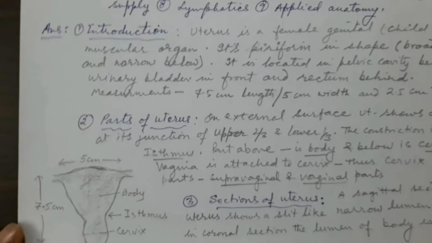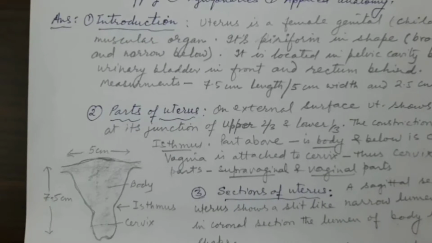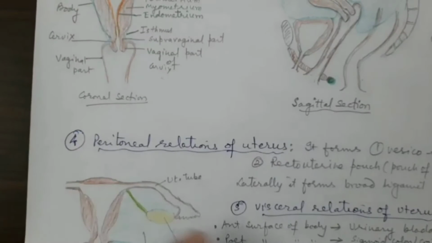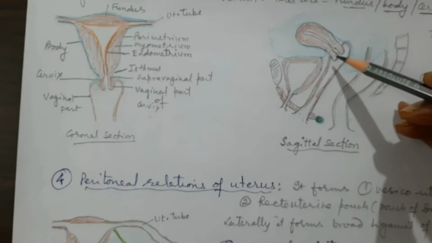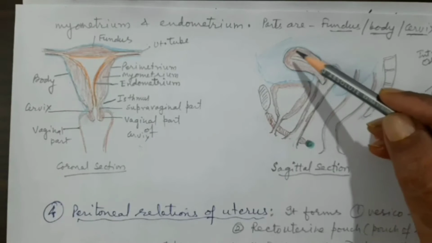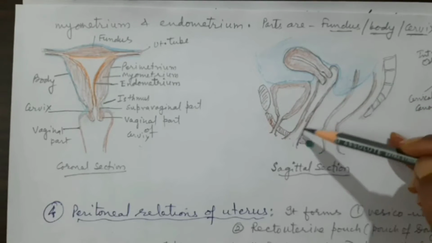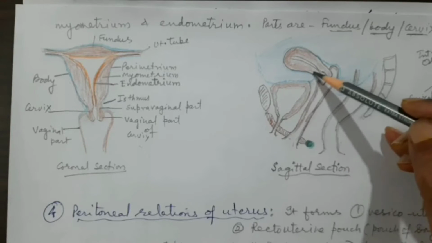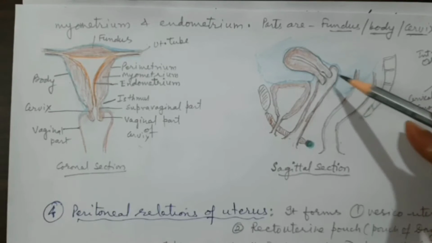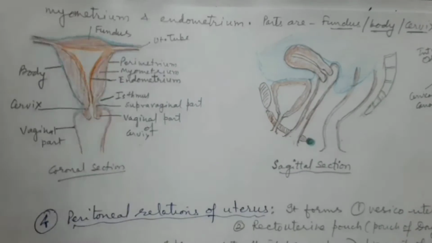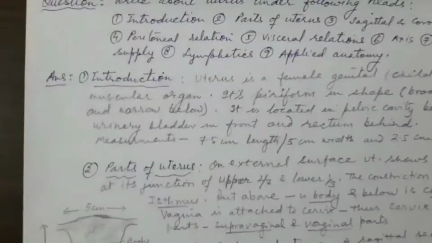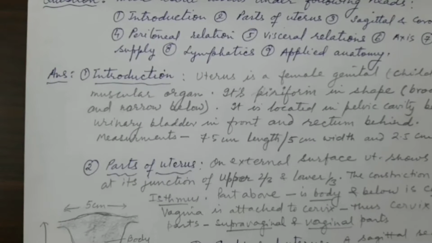Now this organ, the female genital organ, is located in the lesser pelvis or pelvic cavity, between the urinary bladder and the rectum. The rectum lies behind and the urinary bladder lies in front of the uterus. This is the uterus, a pear-shaped structure, and below it is continuous with the vagina. So in front of the uterus lies the urinary bladder, and behind it is in relation to the rectum. This is how it is located in the lesser pelvis.